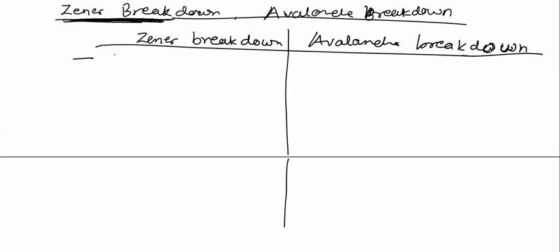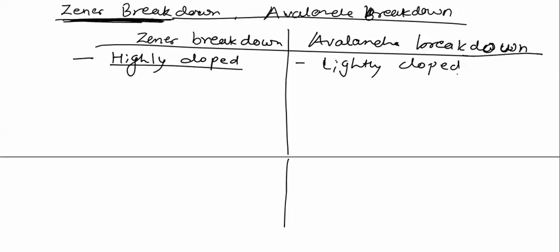If the diode is highly doped, then only Zener breakdown can be seen. If the diode is lightly doped, then the breakdown will be due to the avalanche effect.